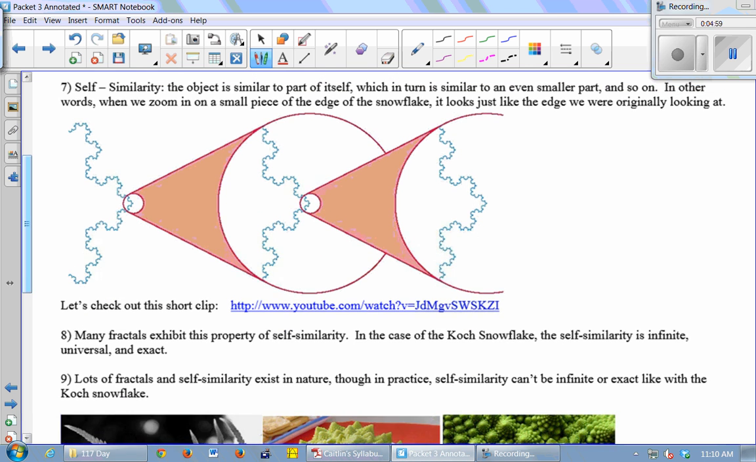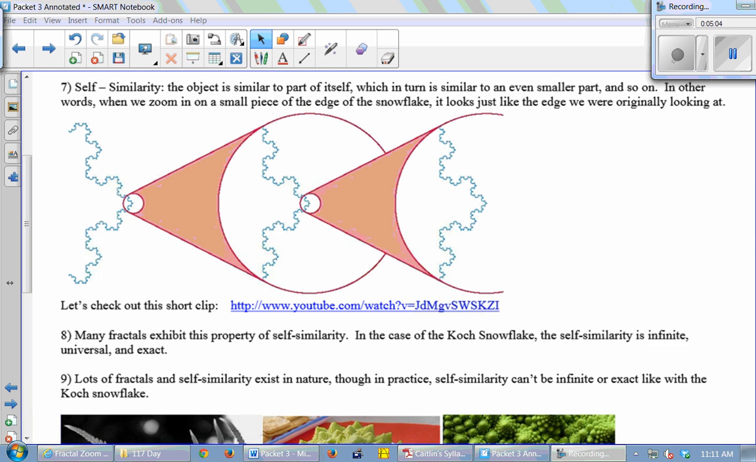I have a short clip. If you get motion sick, you might not want to watch it. If you go to YouTube and Google fractal zoom, you'll find tons of things like that with different fractals, and it's crazy.